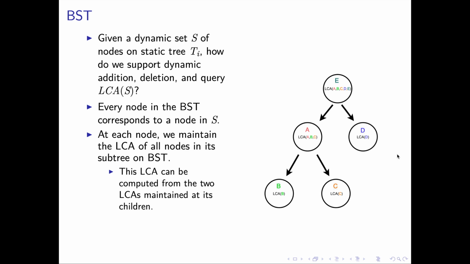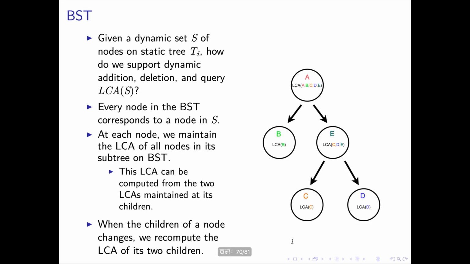Because it's a binary search tree, sometimes to keep it balanced, we may have some rotation operations. When we have a rotation, for example, like this, for each rotation, a constant number of nodes change their children. In this case, we need to recompute the LCA stored at that node from those two LCAs stored at its children. This needs only a constant number of LCA queries on Ti, which takes constant time.